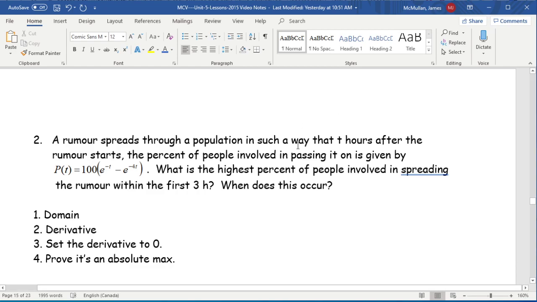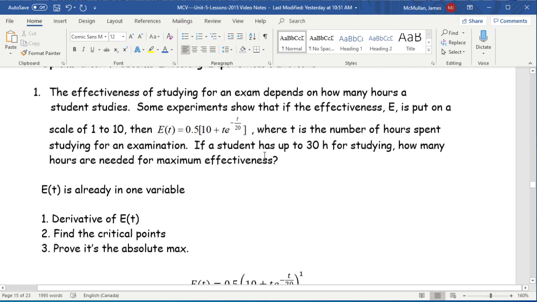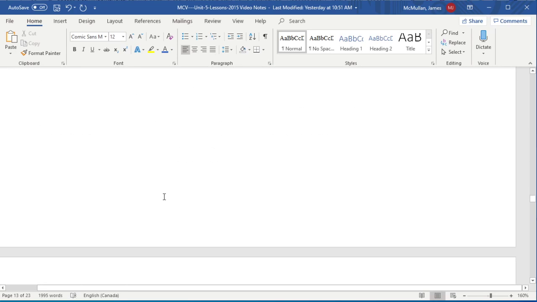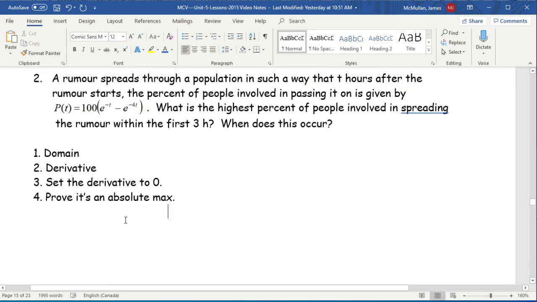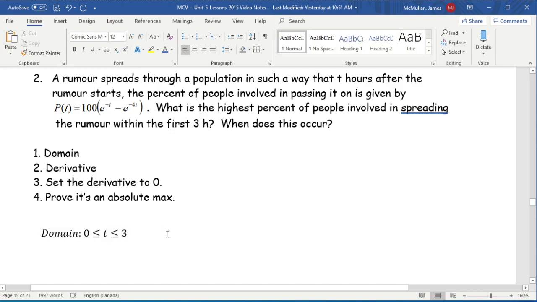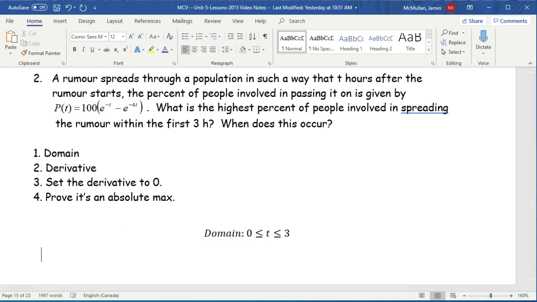Okay? We'll see what I wrote up top. Yeah, okay, so that's fine. Alright, so number 1, a domain here. It says within the first 3 hours, so 0 is less than or equal to t is less than or equal to 3 would be your domain. Okay, so we know, again, in a closed domain question, your proof is going to be pretty easy. You just plug in 0, plug in 3, and then compare those with the other candidate.